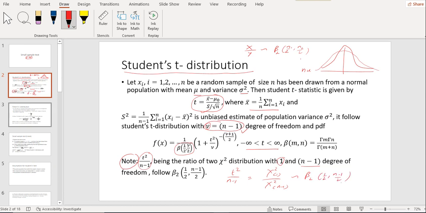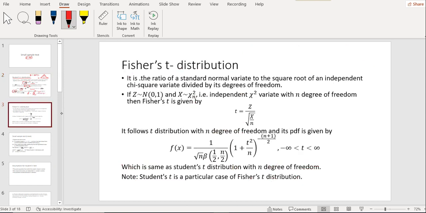But in the case of Fisher's t distribution, it is a ratio of the standard normal variate to the square root of an independent chi-square variate. In this case, t is equal to the ratio of the standard normal variate z, which follows the normal distribution with mean 0 and variance 1, divided by the square root of a chi-square variate divided by its degrees of freedom, say n degrees of freedom, right? This follows Fisher's t distribution.